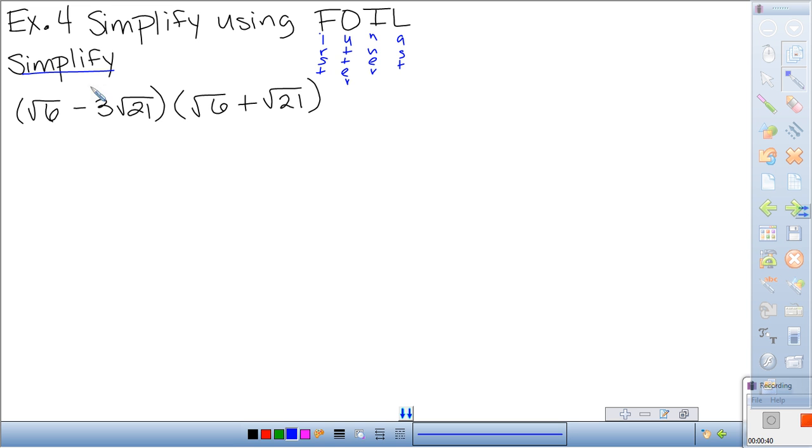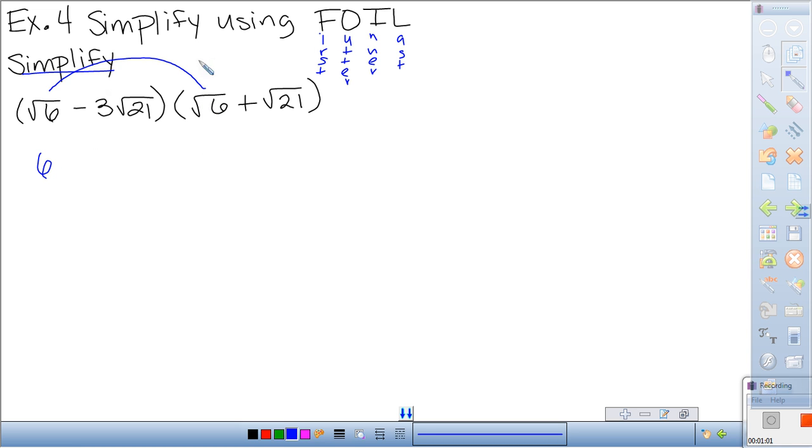So with first, we multiply our first term times our first term. The square root of 6 times the square root of 6. And hopefully you remember from the end of the last video that anytime you multiply a radical times itself, it pops out of the radical. And the reason for that is the square root of 6 times the square root of 6 is the square root of 36, which is simply 6. So I'm just going to write 6.